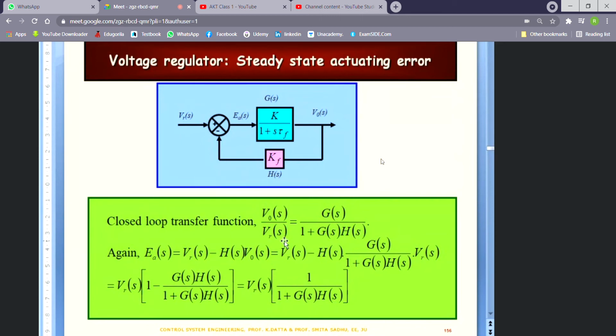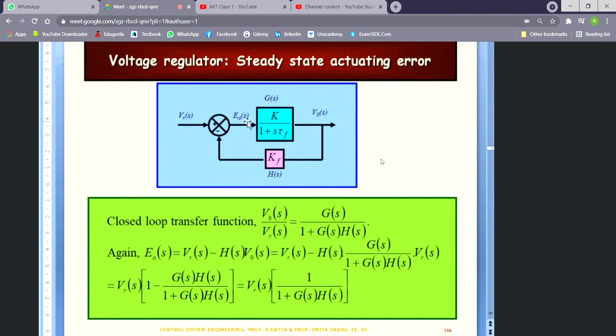Also, now over here, this EA is also the actuating error, you would have realized, because here we have a non-unity feedback. So EA is equal to VR minus KF VO.